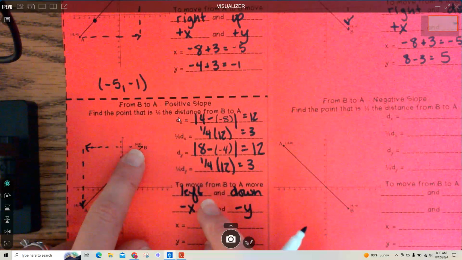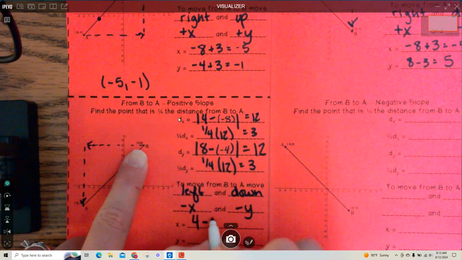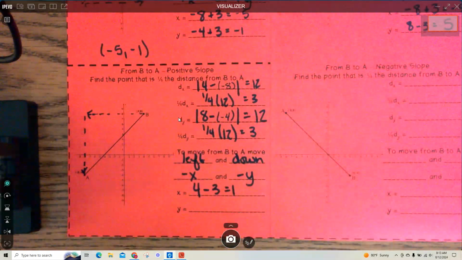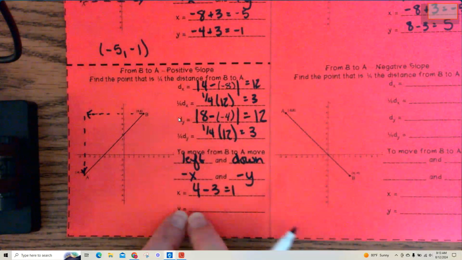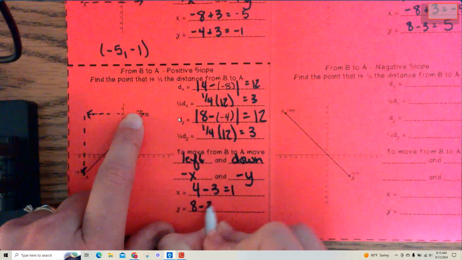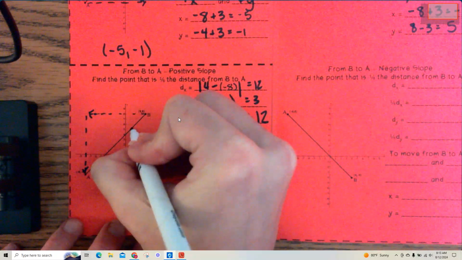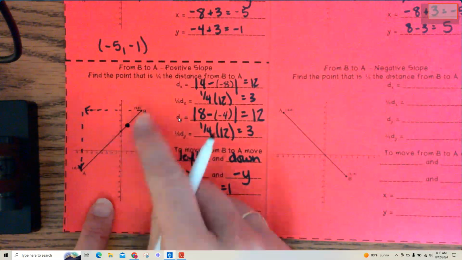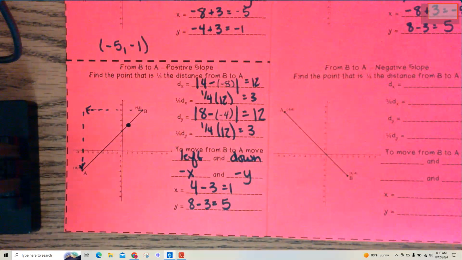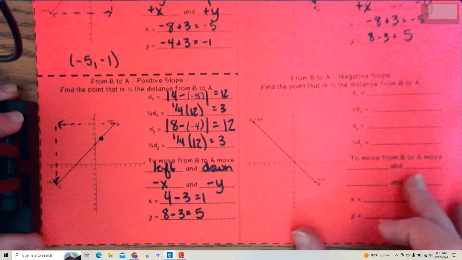So again, we're going from B. So the x value for B is a 4, but since I'm going left, I'm going to subtract that distance I'm going. Okay, the y value is an 8, but I'm going down, so I'm going to subtract the y distance that I need to travel. And so 1, 5, that's a fourth of the distance from B to A. So really watch your wording. Another thing that will help with this is Desmos graphing, because it graphs the points for you. It makes it really easy to see where you're moving.